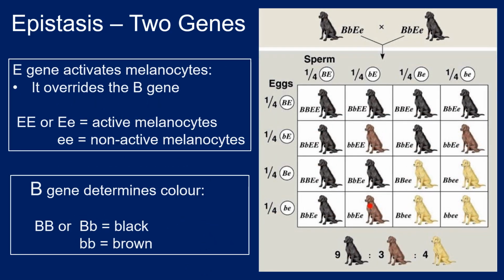Let's have a look at another example. This is coat color in Labrador retrievers. So Labrador retrievers come in 3 colors. We have black and brown, and that's due to different forms of a pigment known as melanin. And then we also have yellow retrievers, and they don't have this melanin.